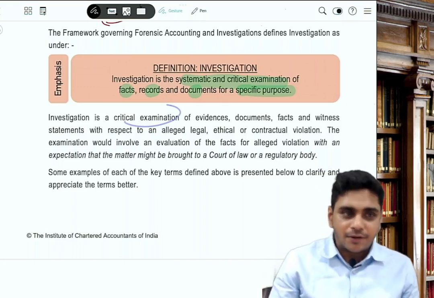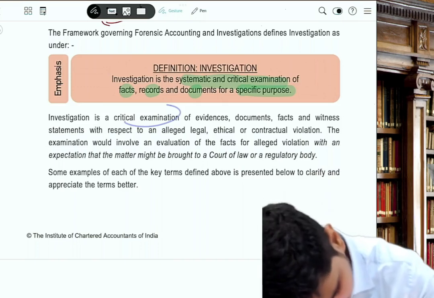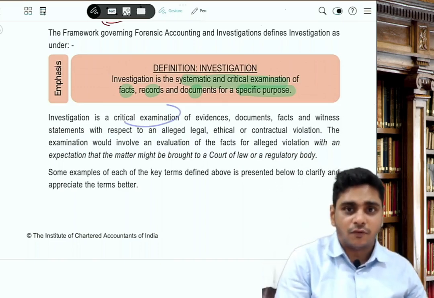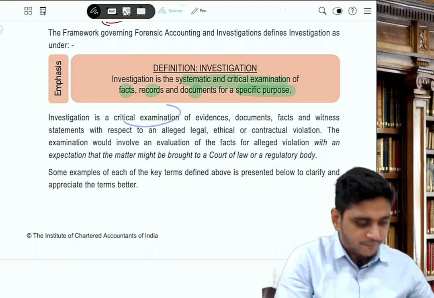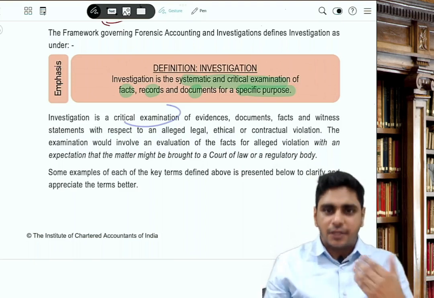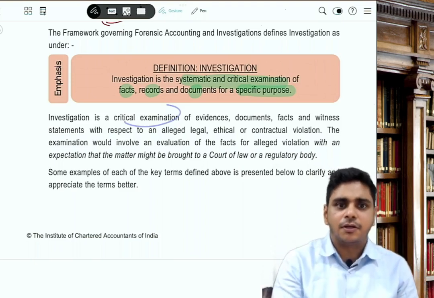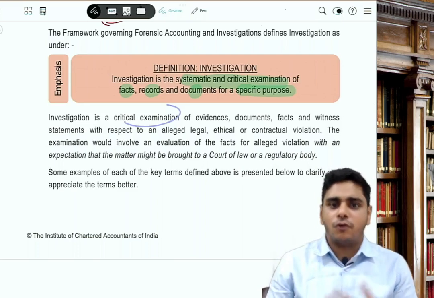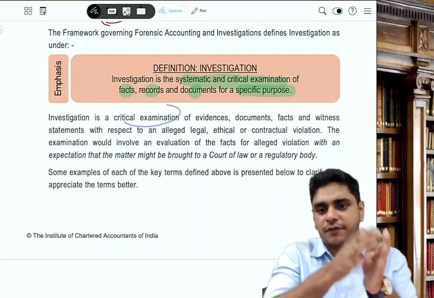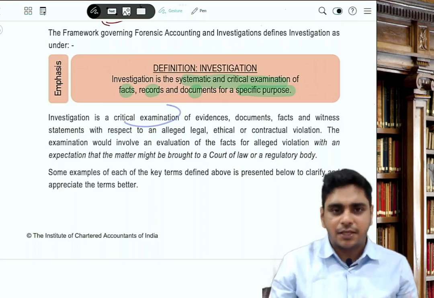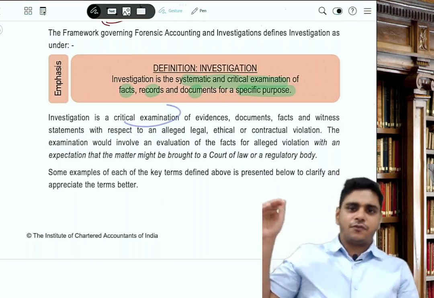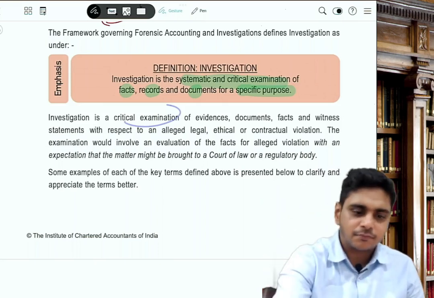Okay, the examination will involve an evaluation of facts for an alleged violation with an expectation that the matter might be brought to a court of law or any regulatory body. That means it has to be presented in front of some authority. That is basically investigation. Then they have given a few examples. So we'll read those examples.